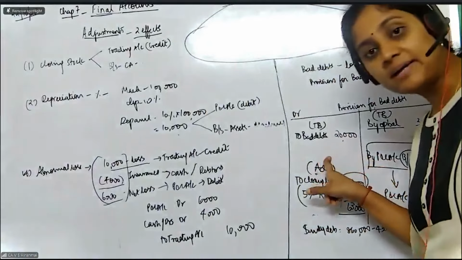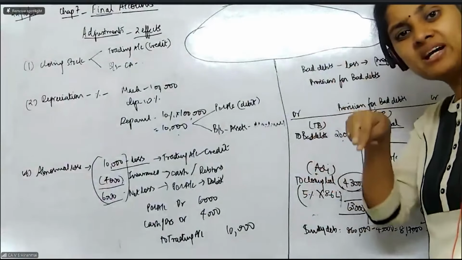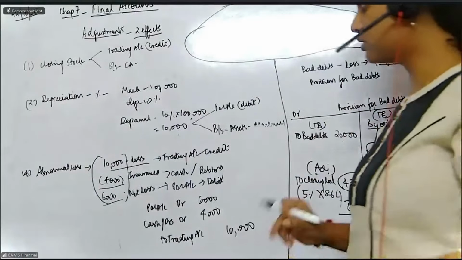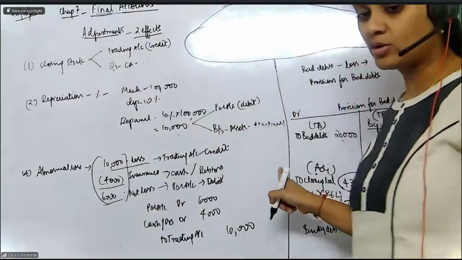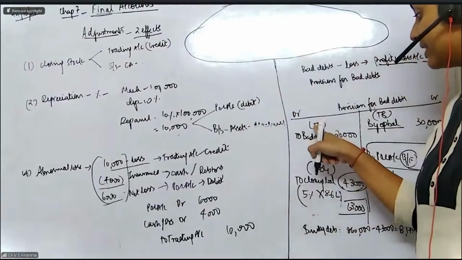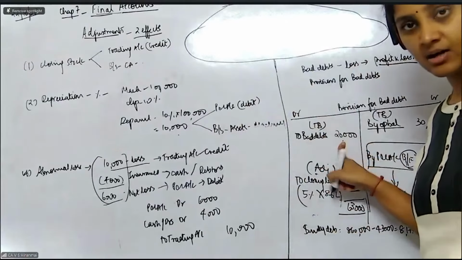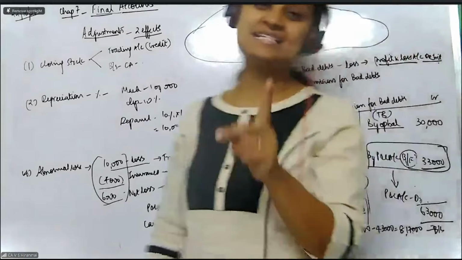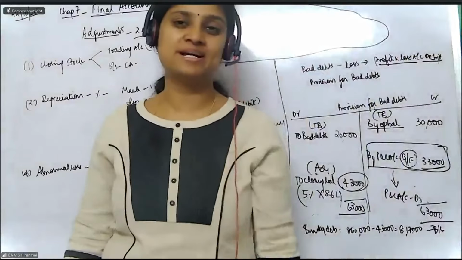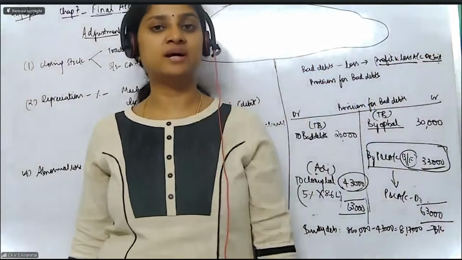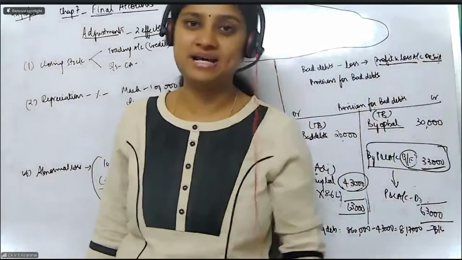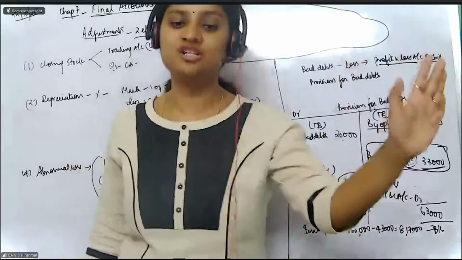Now, my dear students, the question they're asking is, madam, you are telling me to take bad debts here, but when will it go to the P&L account? Good question. All of you, please see. I told you, when bad debts are coming in the trial balance, you will take it in the account. In illustration 12, bad debts came in the trial balance, so you just put it in the account, finish, close.